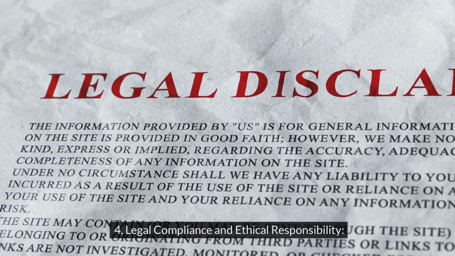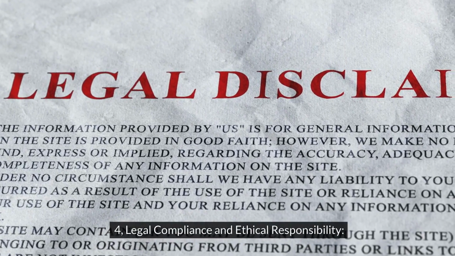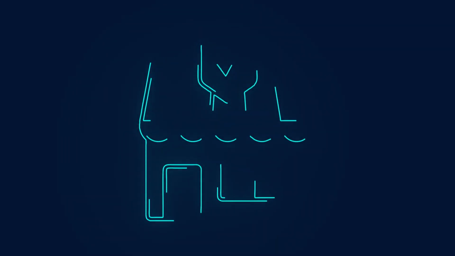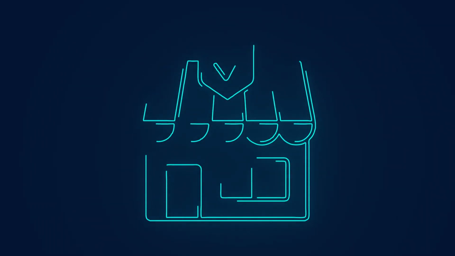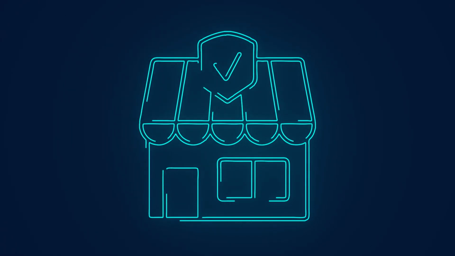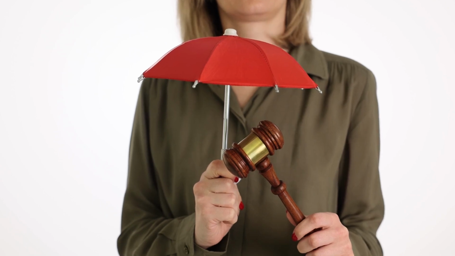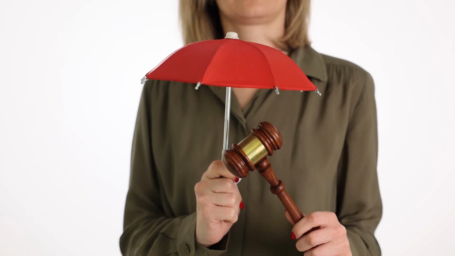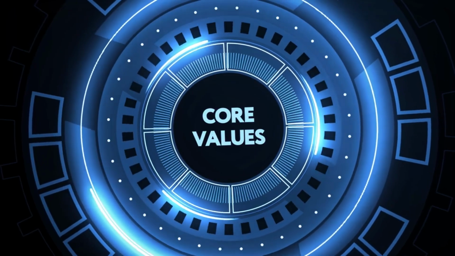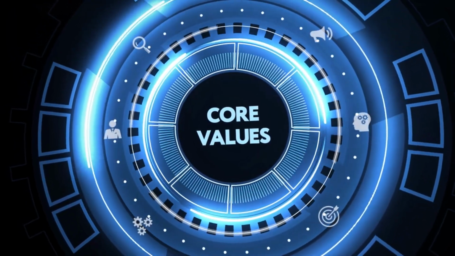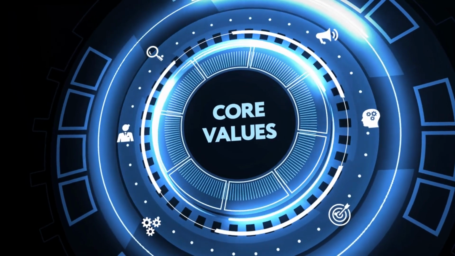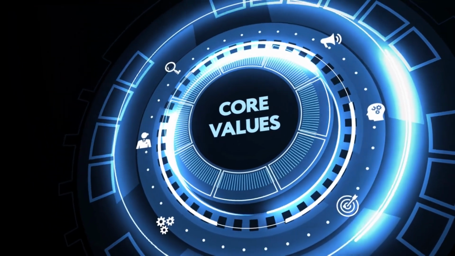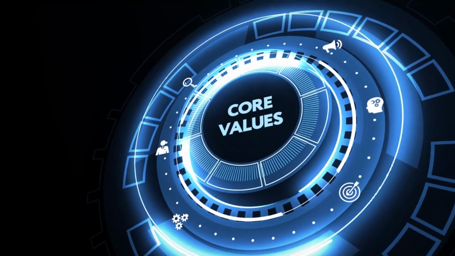4. Legal compliance and ethical responsibility. Protecting your assets from lawsuits and creditors is not about evading legitimate financial obligations or engaging in fraudulent activities. It is about exercising your legal rights and responsibilities to shield your assets within the bounds of the law. By planning and implementing sound asset protection strategies, you are fulfilling your ethical responsibility to secure your financial resources while adhering to legal and regulatory requirements.